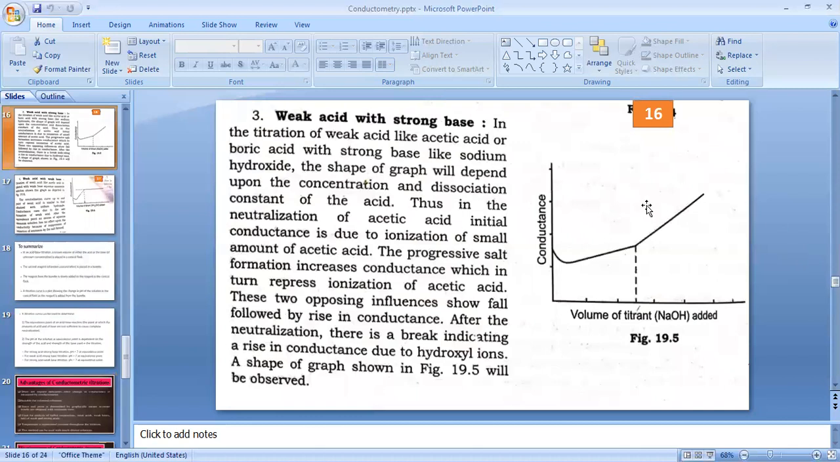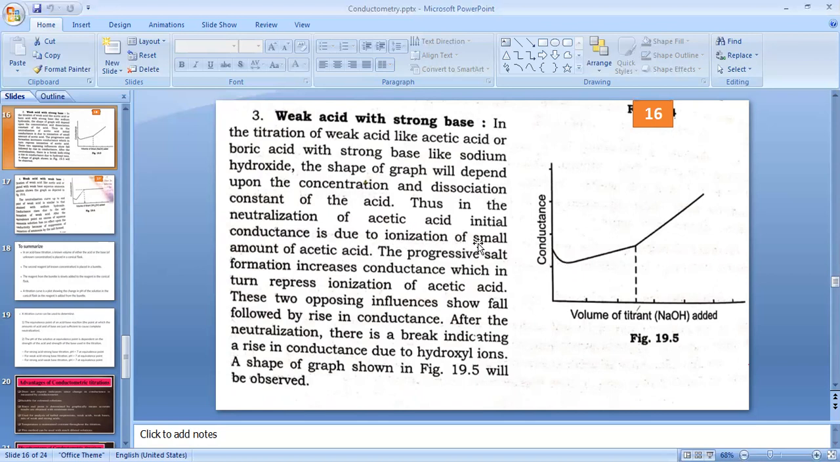The third type of conductometric titration is weak acid with strong base. For weak acid with strong base, the titration of a weak acid like acetic acid or boric acid with a strong base, say for example sodium hydroxide, the shape of the graph will depend upon the concentration and dissociation constant of the acid. So in the neutralization of acetic acid, initially there is ionization of acetic acid. Due to ionization, there will be a decrease in the conductance.